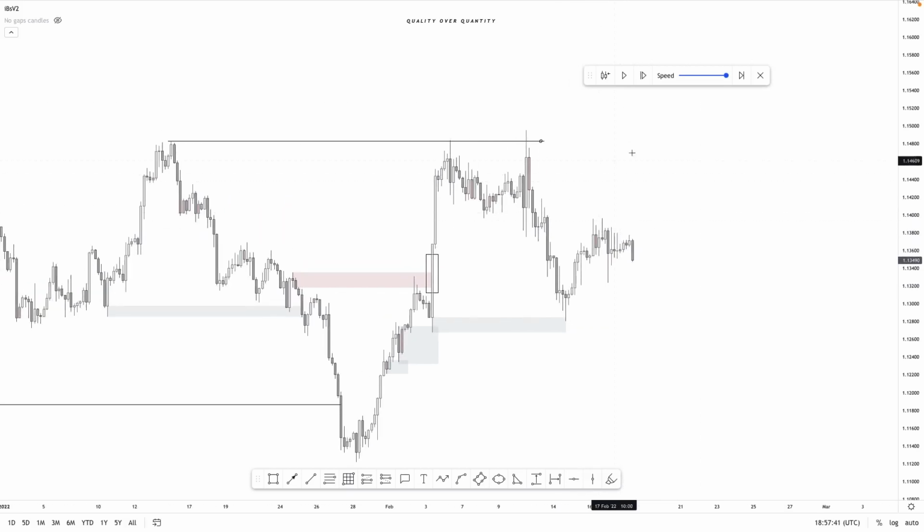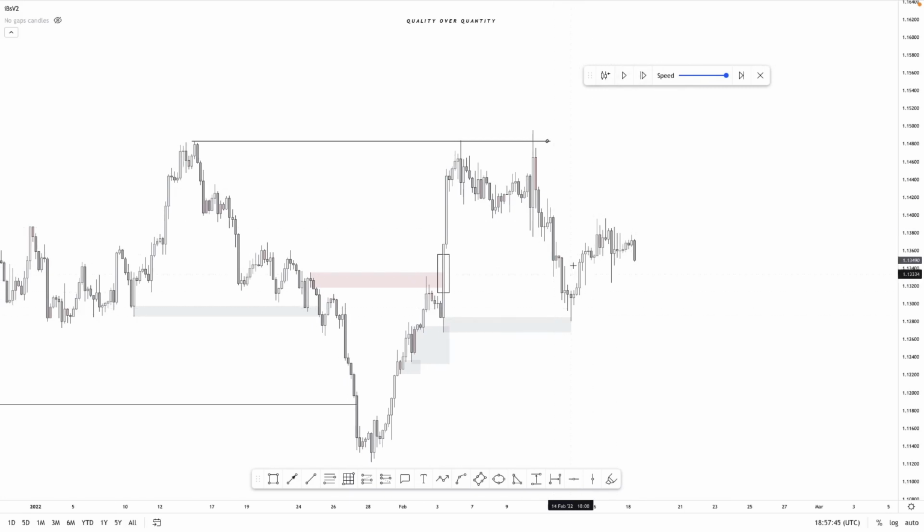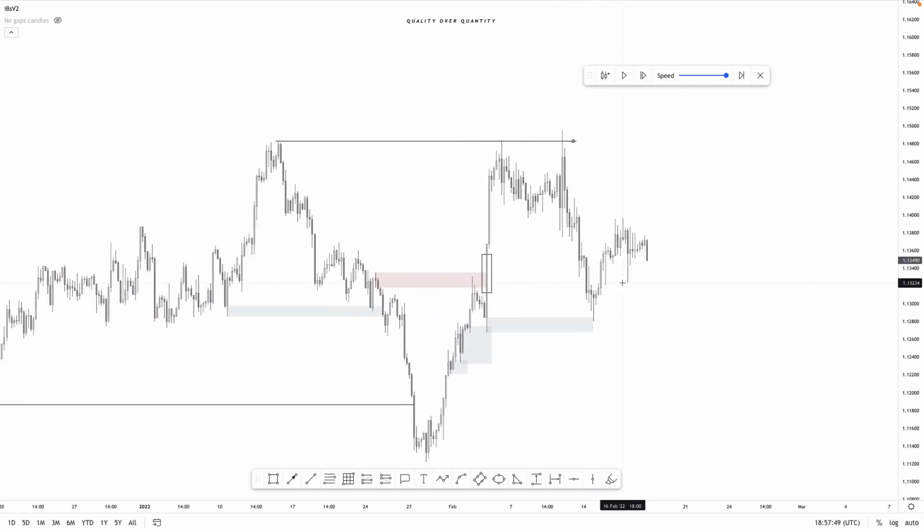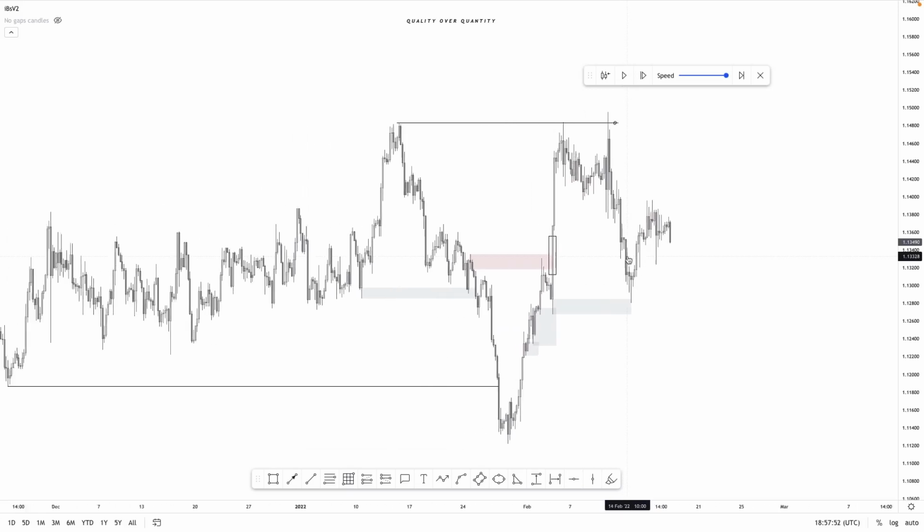And so what I'm gonna do is use the bar replay tool and go along as if the New York session was about to start. So let's get to it.